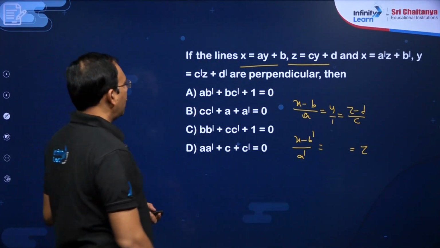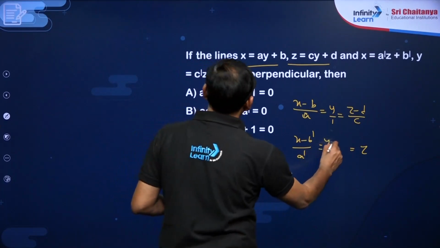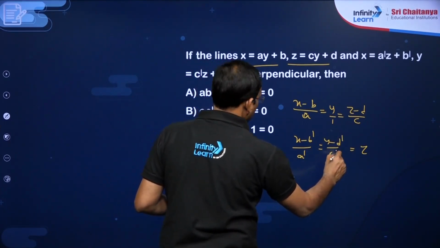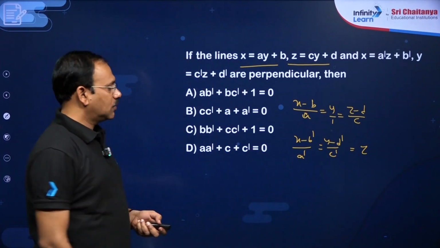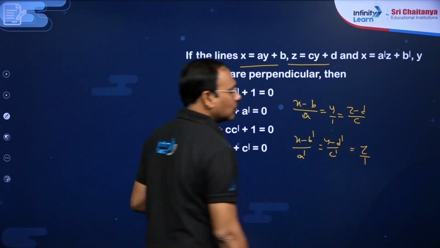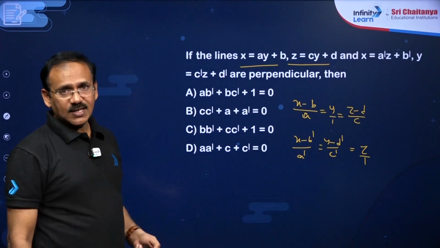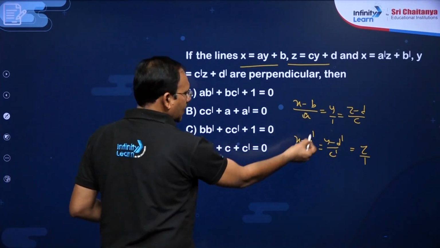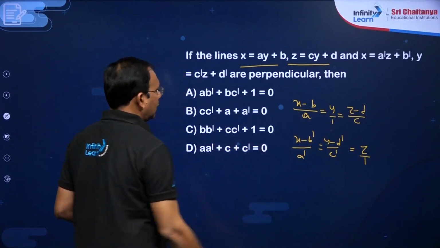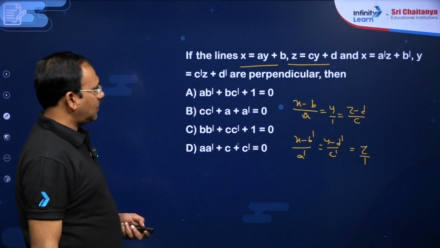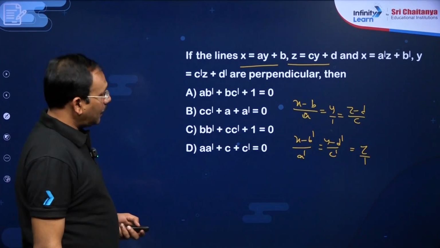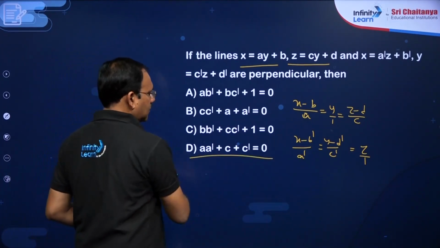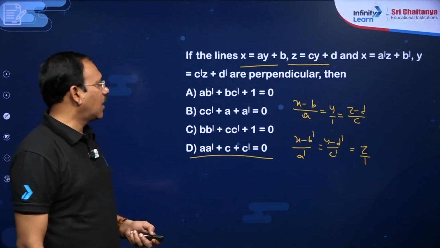Similarly, y minus d dash by c dash is equal to z. So, z means z by 1. Just align the two lines properly. Given these two lines are perpendicular, the dot product of the drs must be 0. That is, a dash plus c dash is equal to 0. That is it. That is the answer.